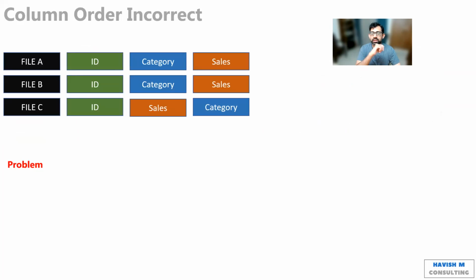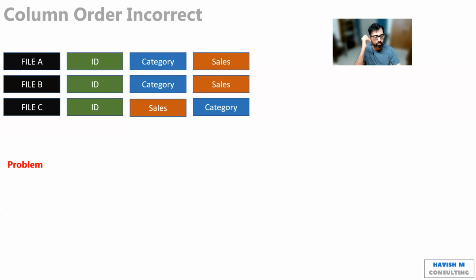Okay, what about now? You have 3 files, 3 columns, same name of the column, but the order is different. We have ID, category, sales; ID, category, sales; ID, sales, category. So what do you think will happen? Sir, if we are referencing it like we did in the measure option, with the name of the table, then in the brackets the name of the column, then it will work perfectly, sir. Because we just have to reference the column names. It doesn't matter which order they are.